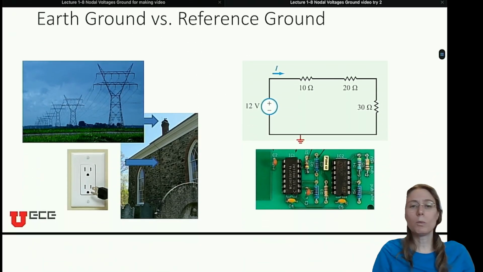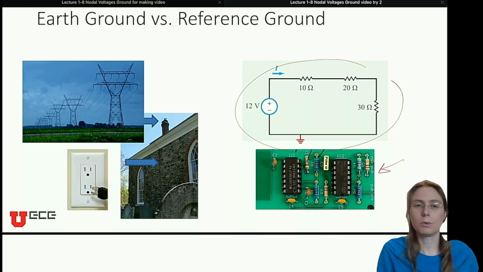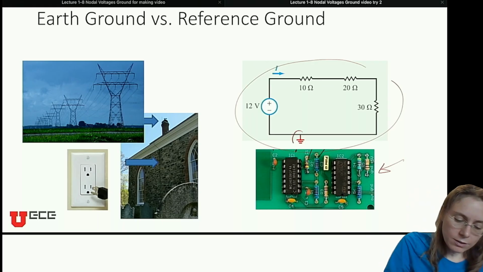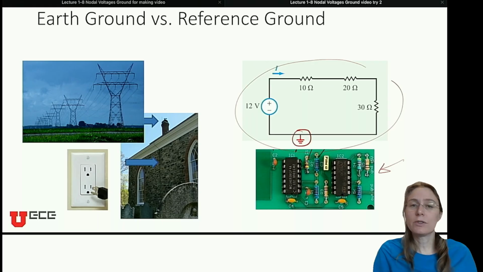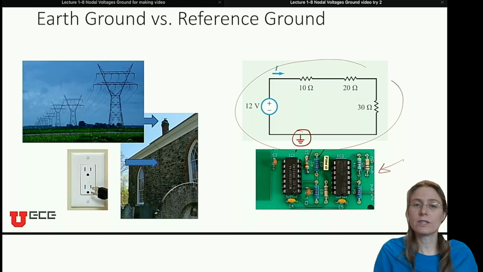Okay, so when we're drawing circuits like this that represent maybe this circuit built on a printed circuit board here, when I draw the ground symbol, I'm referring to reference ground. I'm saying this is the point I'm considering 0 volts when referencing any other node in the circuit.